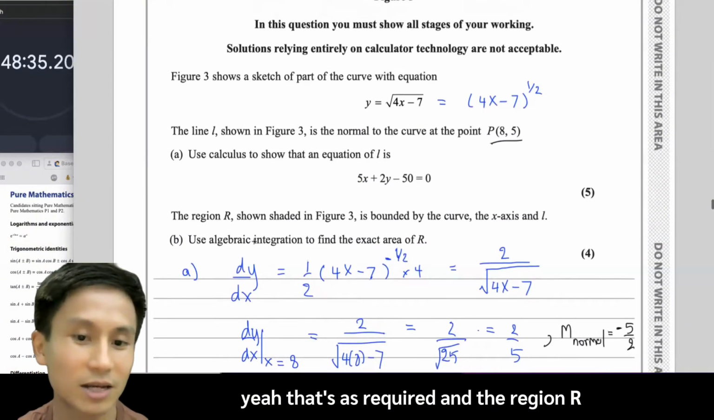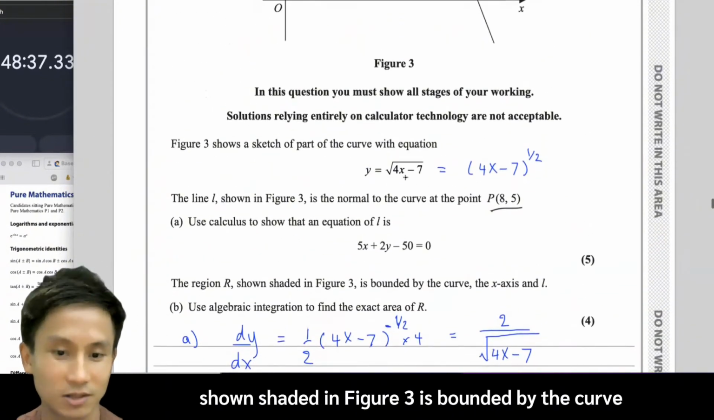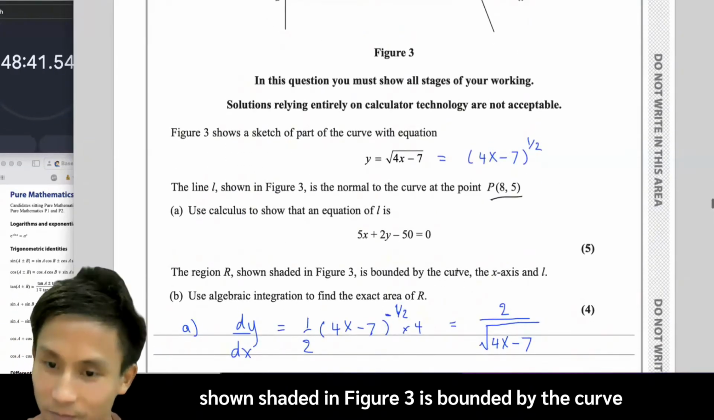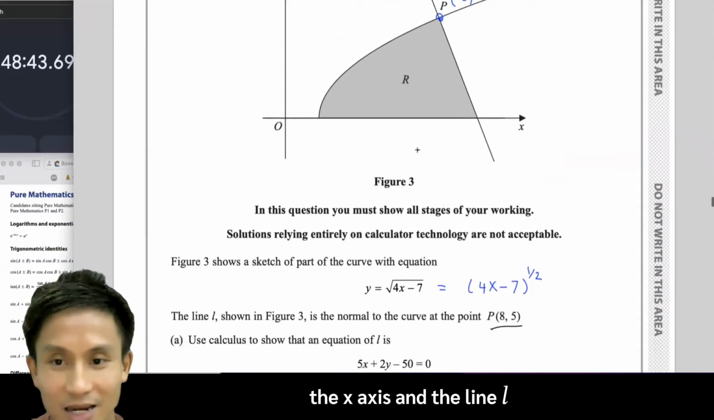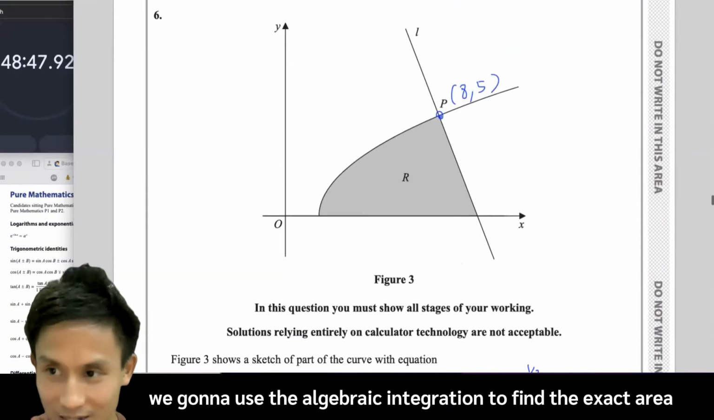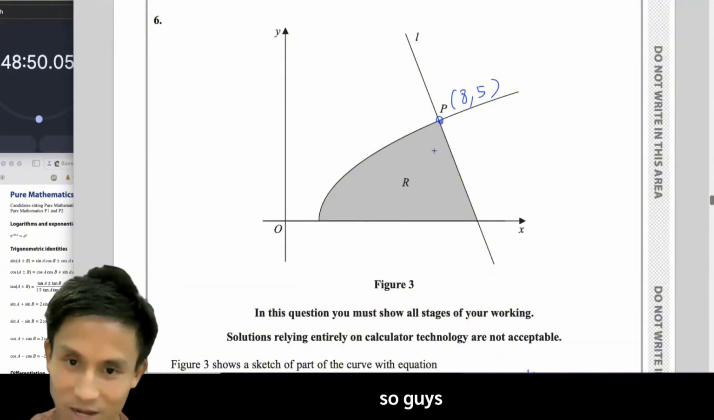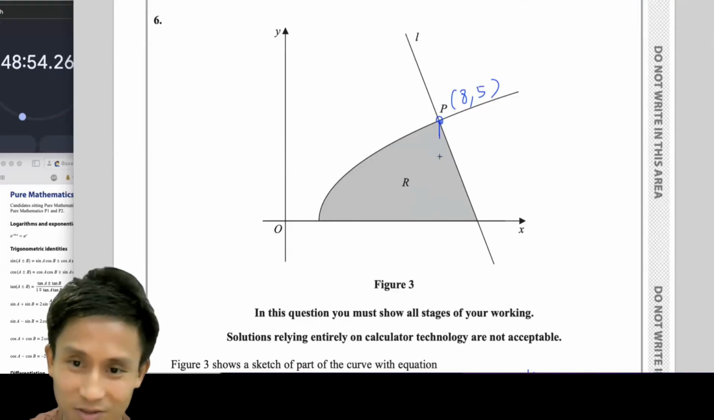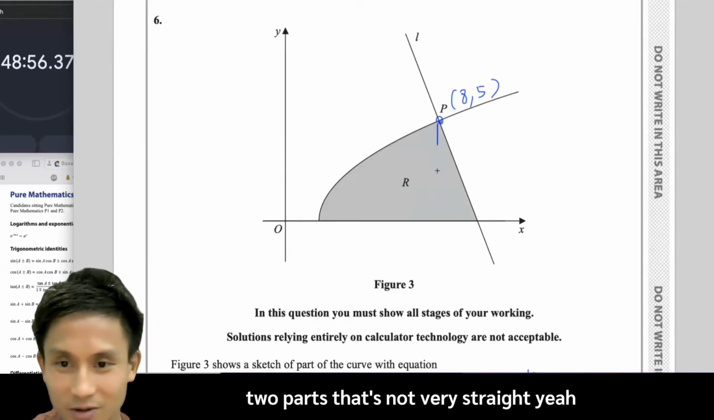And the next one, the region R shown shaded in figure 3 is bounded by the curve, the x-axis, and the line L. We're going to use algebraic integration to find the exact area. So guys, my intuition says that I should split this into 2 parts. That's not very straight. Yeah.